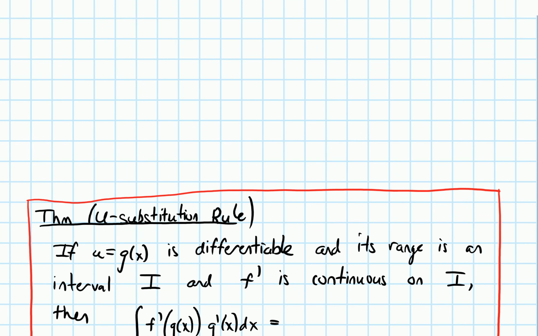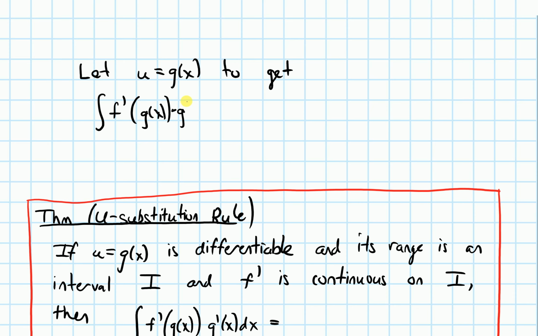All right, so I'm just moving up to the top of the page to give myself some more room to write. So let's let u be equal to g of x. And if we do that, what we get is on one side we have the integral of f prime of g of x times g prime of x dx. And the antiderivative of that is going to be f of g of x and then plus c. But now, where the g of x is, in the parentheses here, I'm going to plug in u. So we'll end up with f of u plus c.